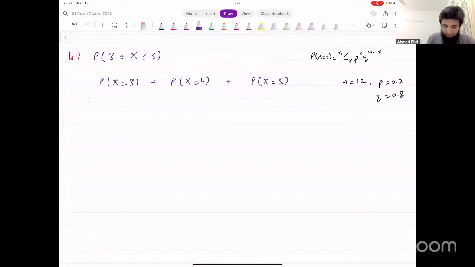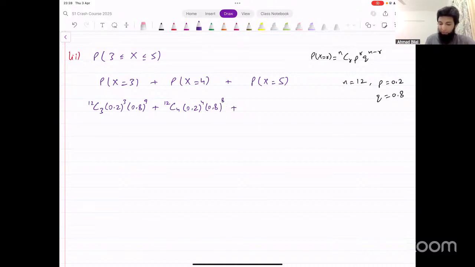First of all, you say it's 12C3 for the first case into p, which is 0.2 raised to power 3 into 0.8 raised to power 12 minus 3, which is 9, plus probability of x equal to 4. That means 12C4 into 0.2 raised to power 4 into 0.8 raised to power 12 minus 4, which is 8, plus 12C5 into 0.2 raised to power 5 into 0.8 raised to power 12 minus 5, and that gives you 7. You calculate each of these probabilities, add them up together, and that will give you the final result.